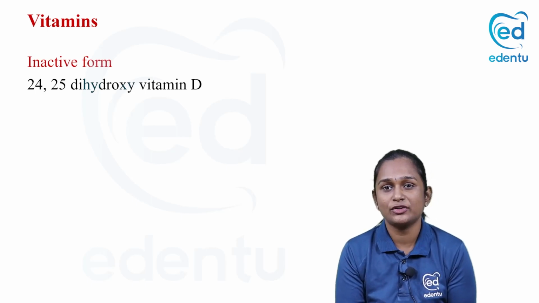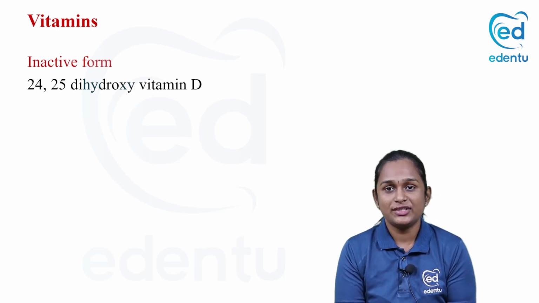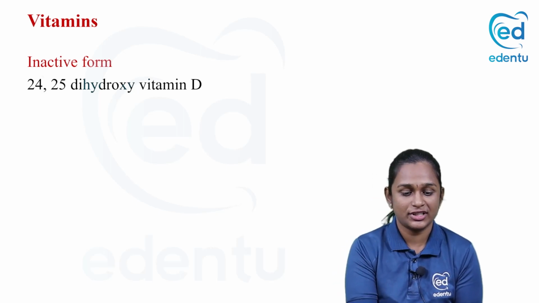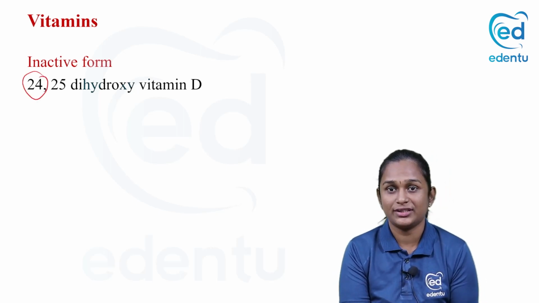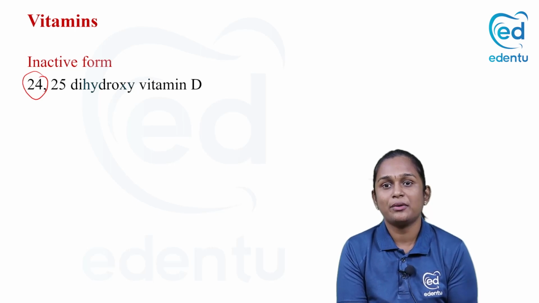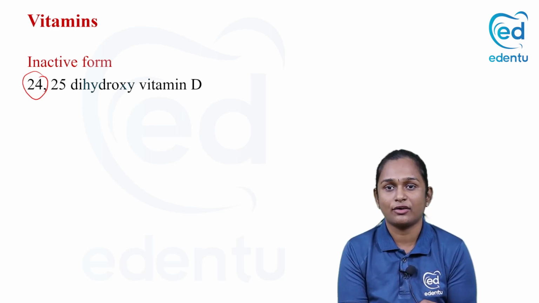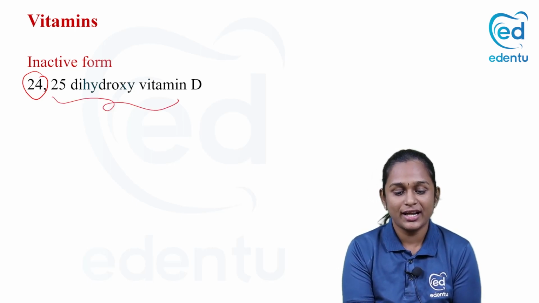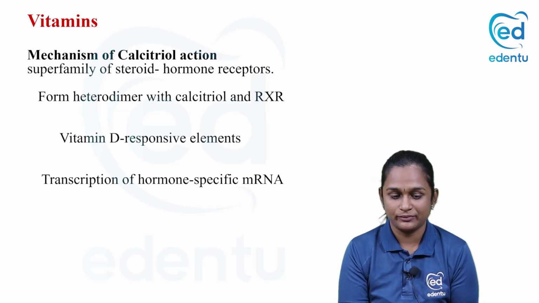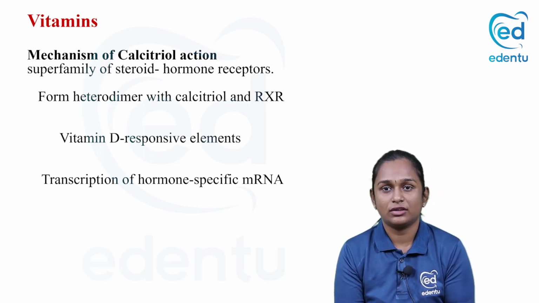And what is the inactive form of vitamin D? Instead of the first position, if it gets hydroxylated at the 24th position, then it becomes inactive. This form will not exert the action of vitamin D. So this is the inactive form of vitamin D.